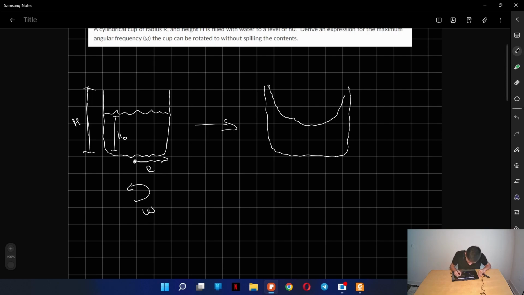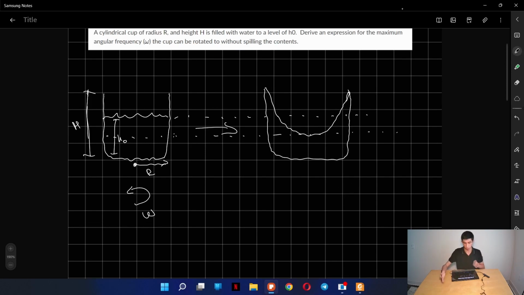And what's going to happen in our question, as we know, is the water level is going to be something similar to this, like this. So this part is going to decrease by some level, and this part is going to increase. In this question, we're asked to find the maximum angular frequency, so that we can rotate the cup without spilling any of the contents.